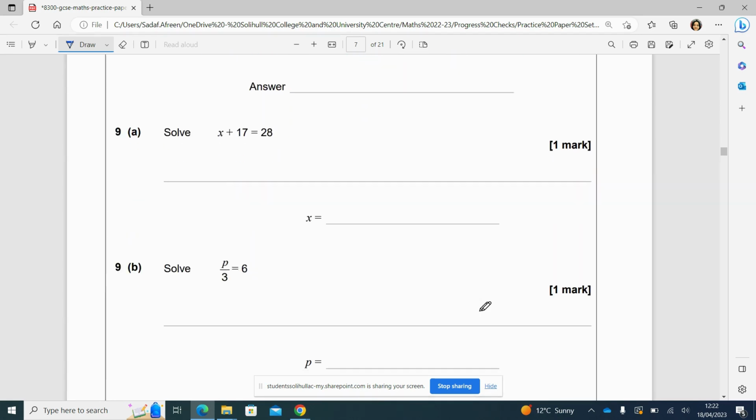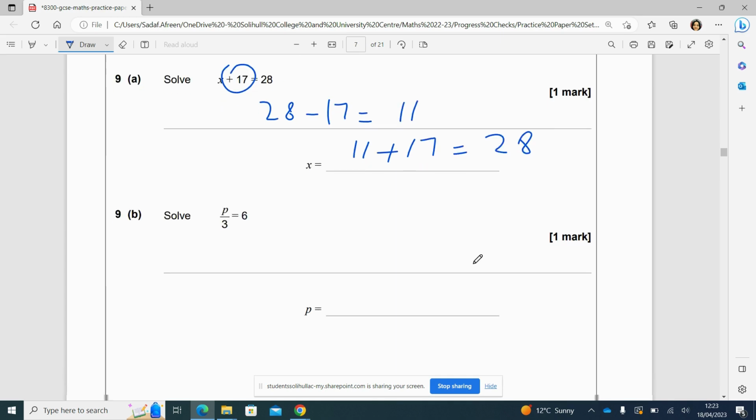Okay, question number 9. We need to solve this equation. It says x plus 17 equals 28. So in order to solve any equation, we do the opposite. Because we are adding 17 to a number which we don't know, we do the opposite, which is 28 minus 17, and that gives you 11. You can always check your answer by putting it back in the equation. So if you do 11 plus 17, that should give you 28. If you don't get 28 as an answer, that means there's something wrong with your working out and you need to do it again.